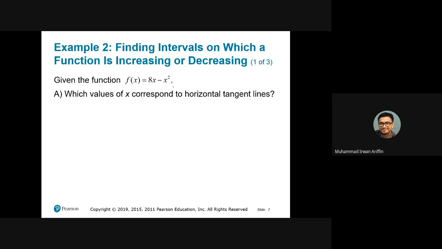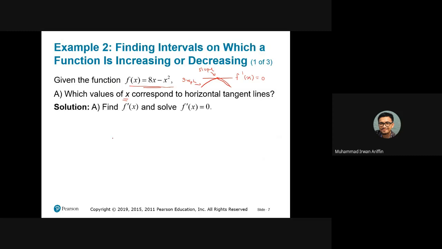So let's say we're going to do this example. So we have this function. Which values of x correspond to horizontal tangent lines? So what is the meaning of horizontal tangent lines? Horizontal tangent line is a line like this where the slope is 0. The slope of this line would be 0. So this is a horizontal tangent line, if this is our curve, this is our graph. So horizontal tangent line basically means the slope is 0. So we want to find the values of x that correspond to horizontal tangent lines.